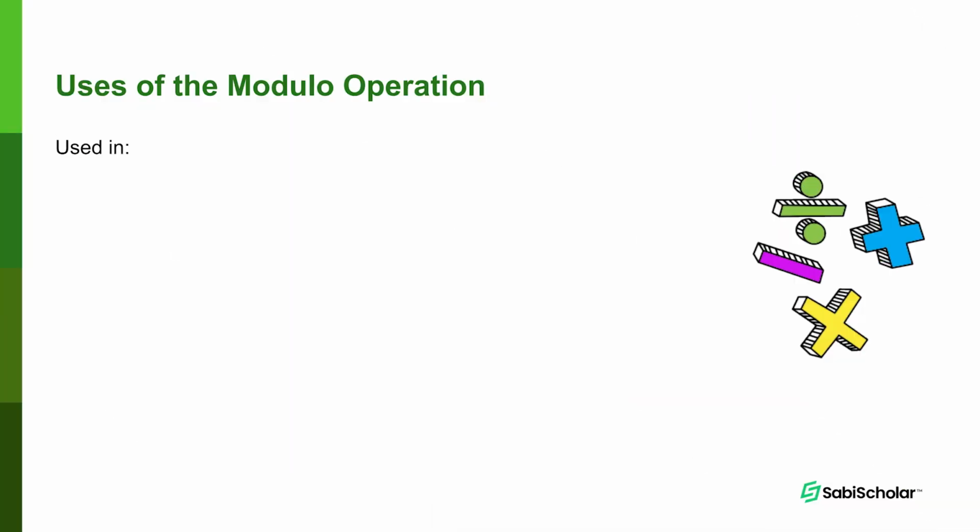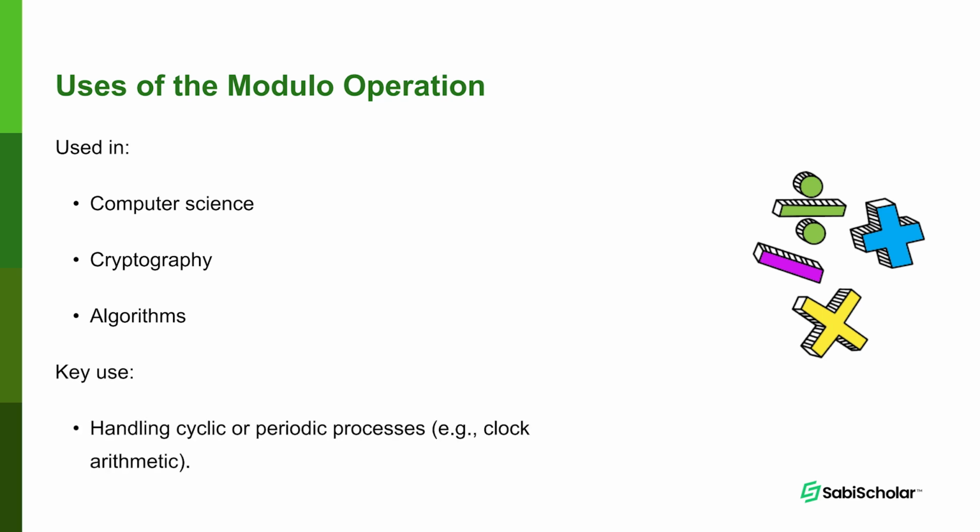Modular arithmetic is used in computer science, in cryptography, and in algorithms. It is used a lot in computer science and algorithms. If you are trying to perform an operation based on whether a number is even or odd, then you are going to use modular arithmetic for that. A key use of modular arithmetic is in handling cyclic or periodic processes.